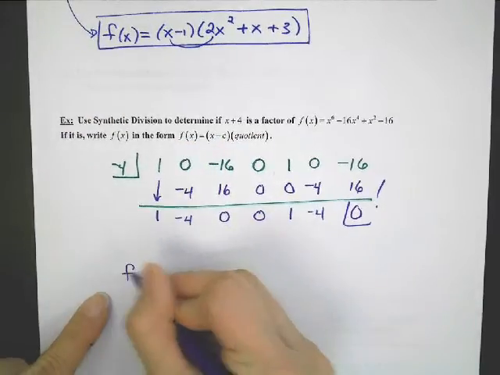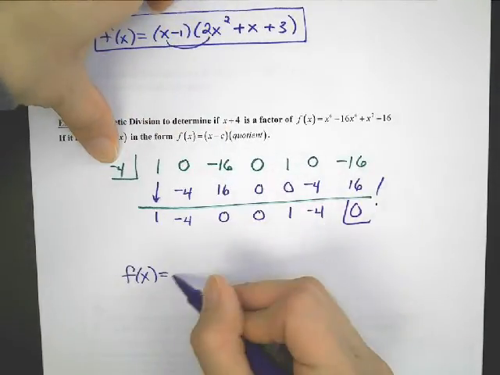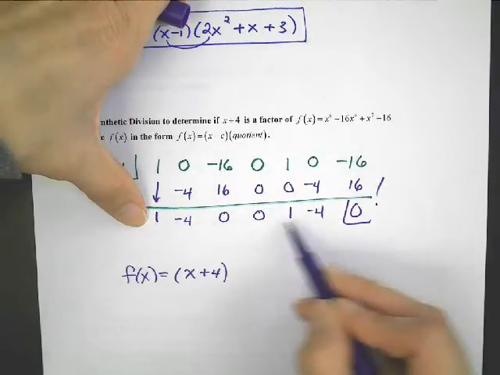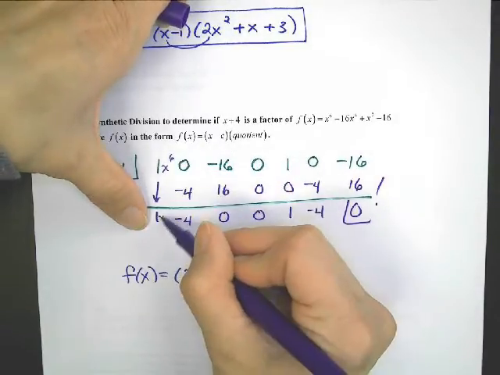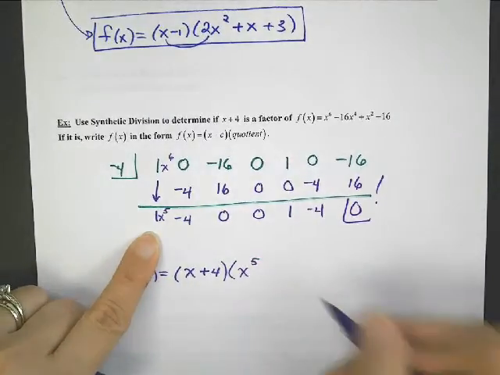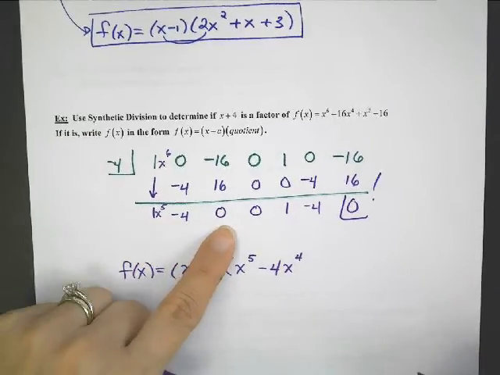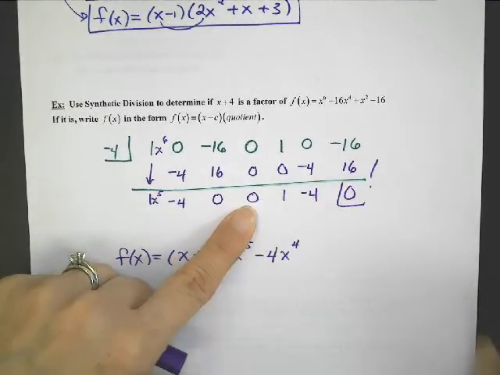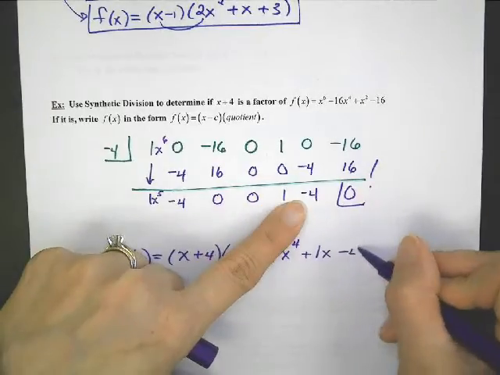So f of x equals, what's the factor that worked? If negative 4 works, then you say x plus 4. And now I have to write the quotient. This problem started off as x to the 6th, so this answer is x to the 5th. All right, here I go. 1x to the 5th minus 4x to the 4th. That says 0x cubed. I don't really feel like writing 0x cubed, or 0x squared. That's plus 1x minus 4.